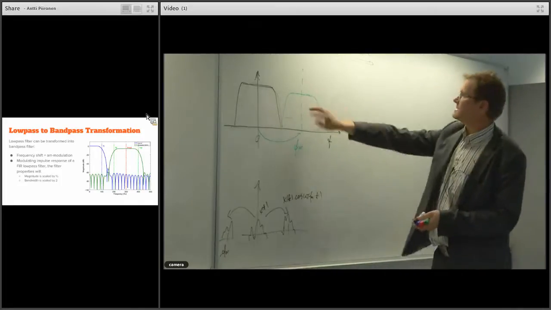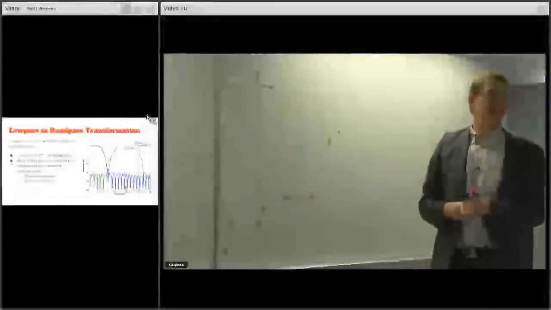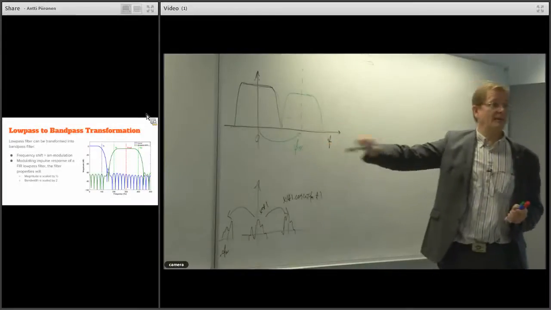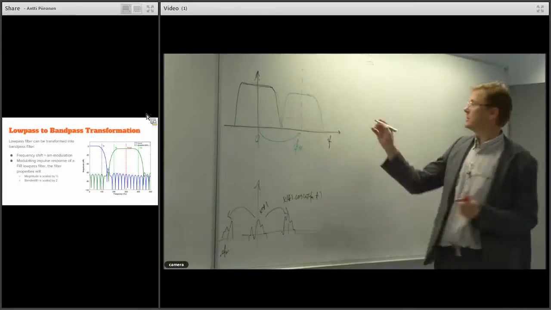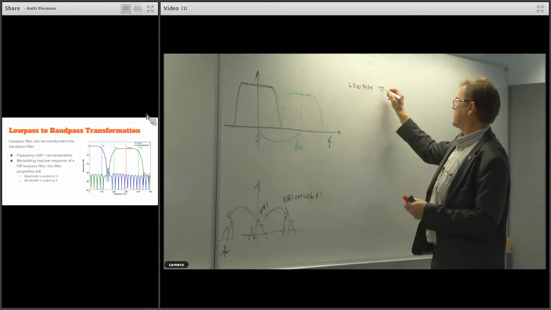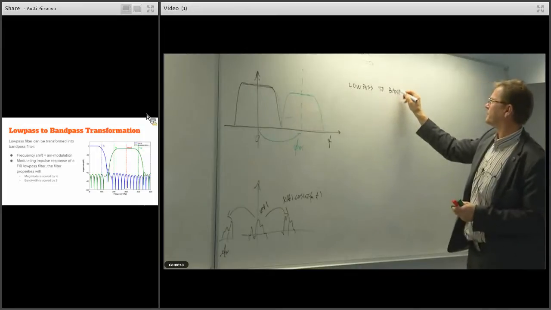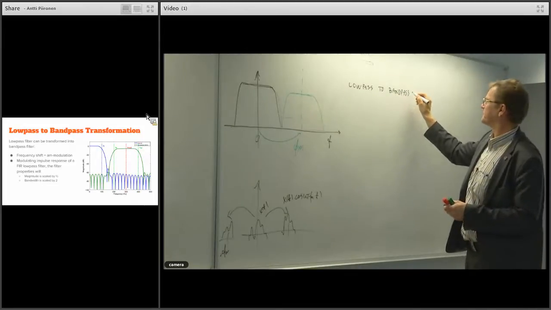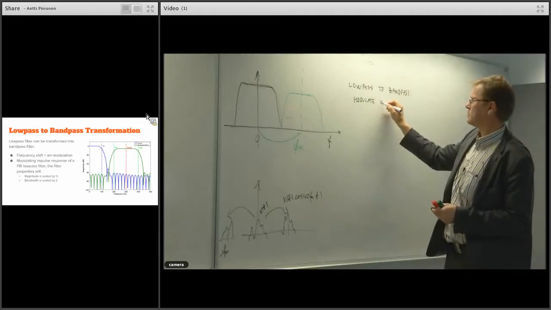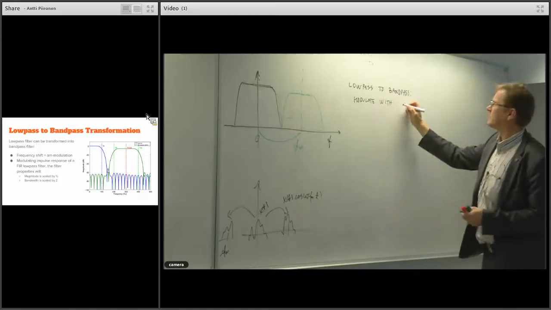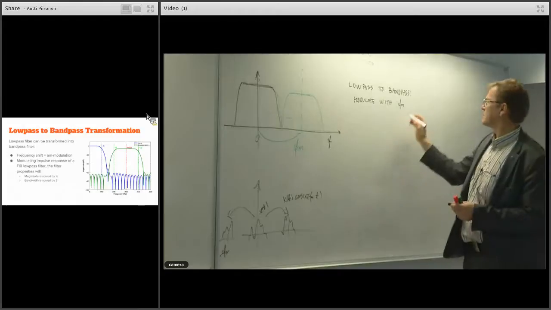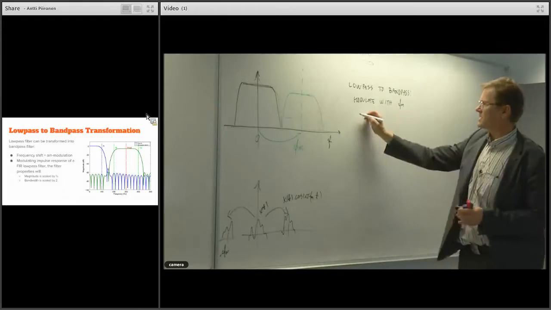Same thing here. If you want to transfer your low-pass filter properties to another frequency, so low-pass to bandpass, modulate with f_m, which is the new center frequency, by a sampled cosine.